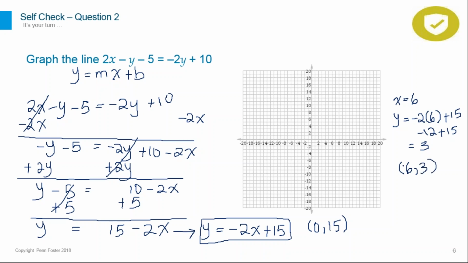Let's plot the points on the plane. So we have 0 and 15 right here. And we have 6 and 3. So 6 and 3 would be 1, 2, 3 right here. And then we connect the line.